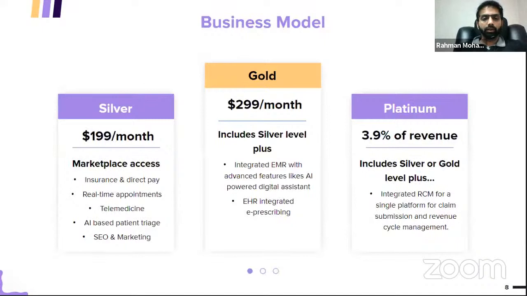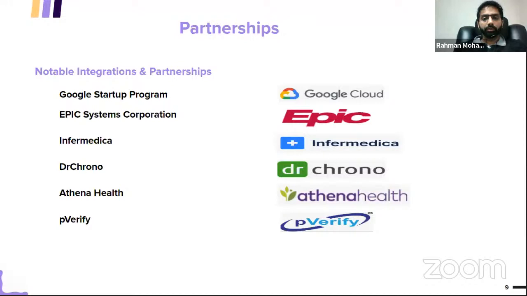Our business model is simple. We have 3 tiers: silver, gold, and platinum. Our silver is $199 per month, which has everything except EMR and RCM. Our gold adds EMR to it, and the platinum is independent or can be with both gold and silver, which is very reasonably priced based on the US market. We have developed some significant partnerships, and we are still in the process of making a few more significant ones.